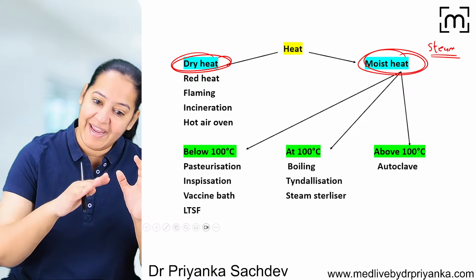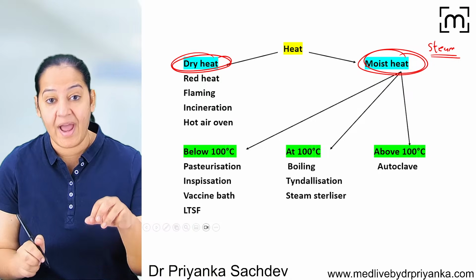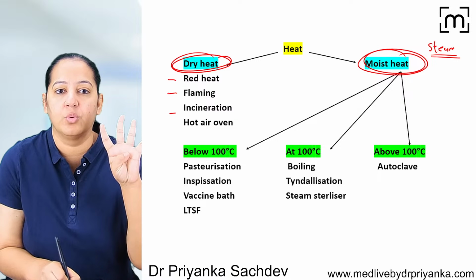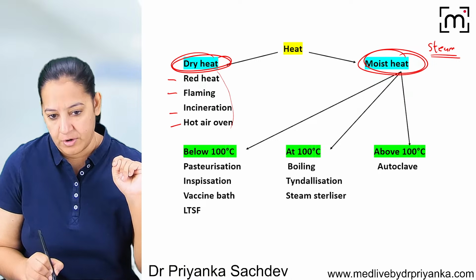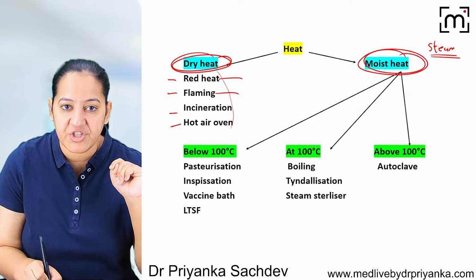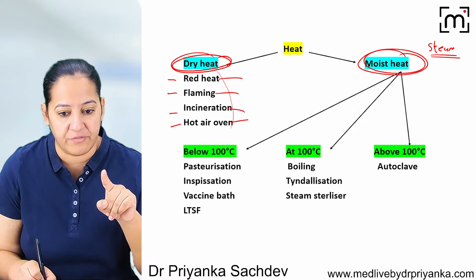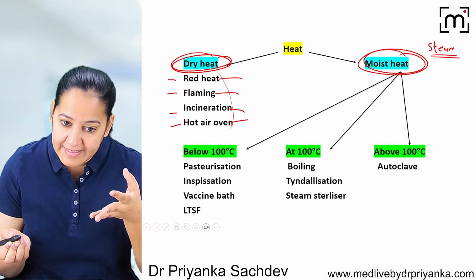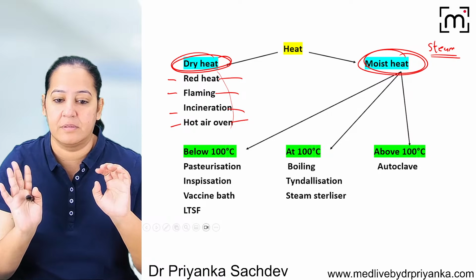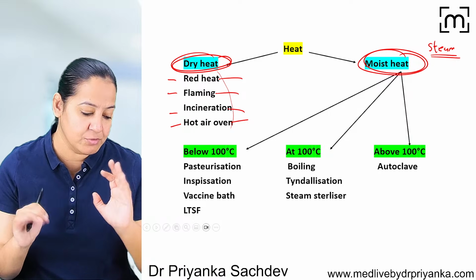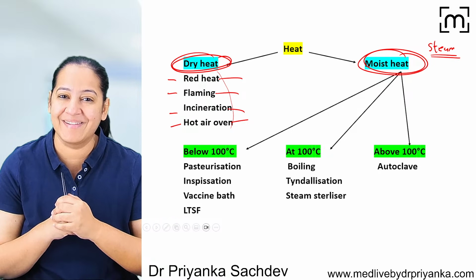So we have dry heat, we have moist heat. In the dry heat, we have only 4 methods. We will see the details of all of them. I want you to learn the definition of each of them, I mean to understand and basically learn the examples of each of them. In the hospital, which article is sterilized by which method? You have to learn the examples. Your maximum MCQs will be on the examples. Got my point?